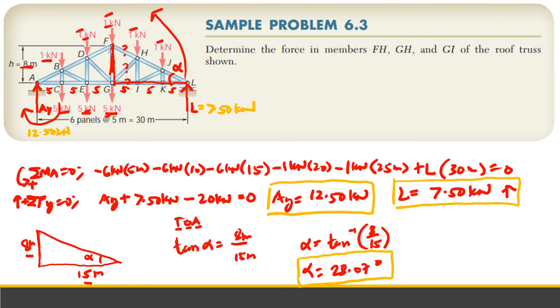With this, we can now pass a section, this section, to solve for members FH, GH, and GI.